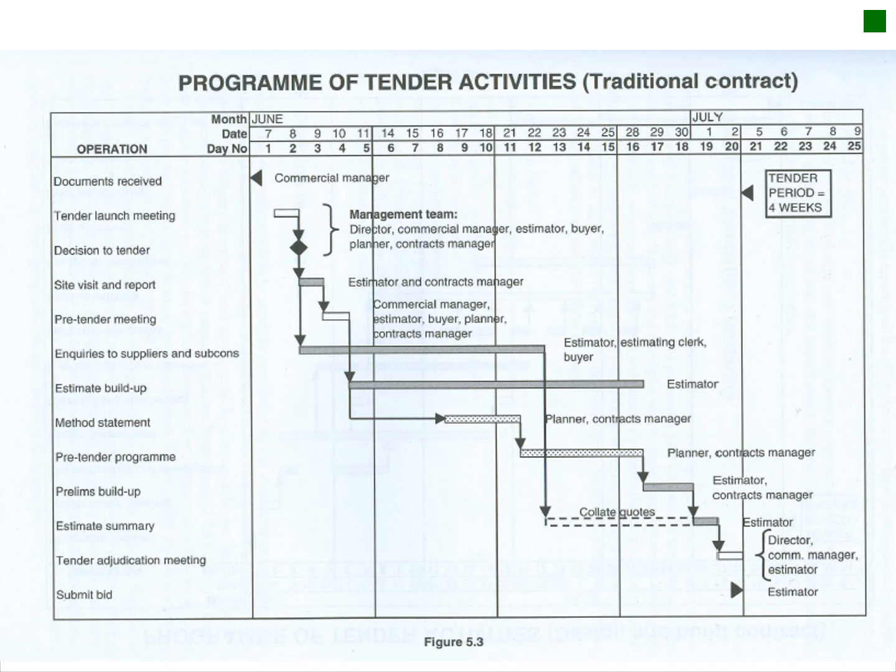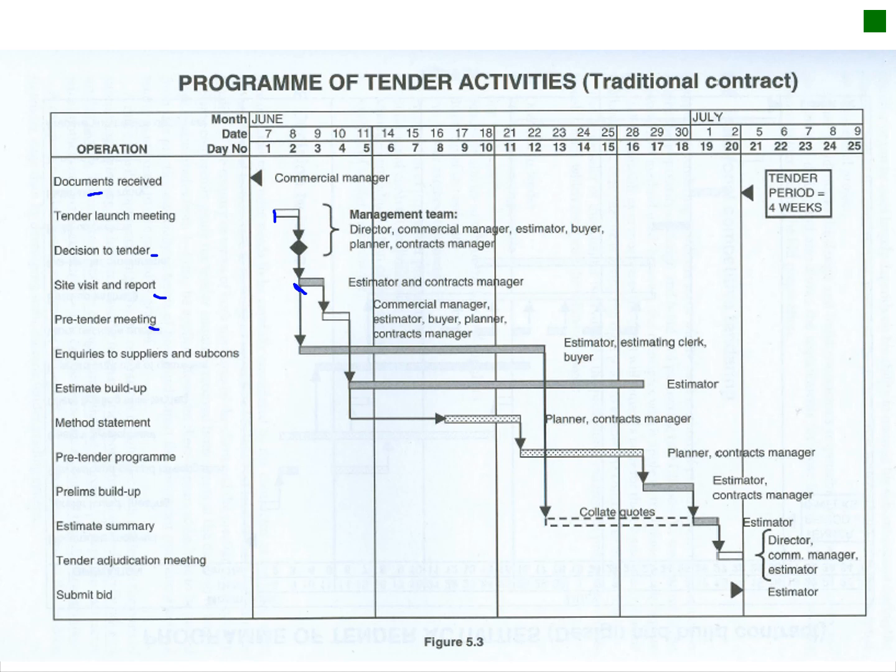And then in your program, your activities, this is more or less how that is scheduled. So you will receive your tender documents, you've got your launch meeting, your site visit, director, commercial manager, estimator, buyer, planner, contracts manager. This meeting is usually when you ask all your questions. What is required? Where is the site located? That type of thing. Then you as directors take a decision whether you're going to tender on this project or not. Then you've got your site visit report. So whoever has to visit the site can visit the site, whether it's the QS or the contracts manager or whoever.